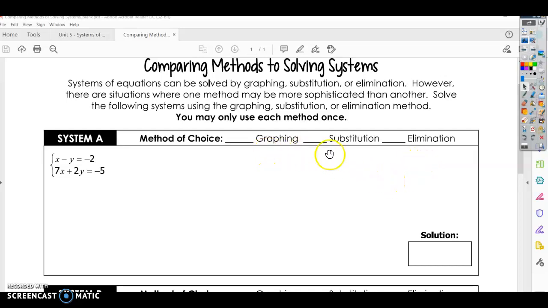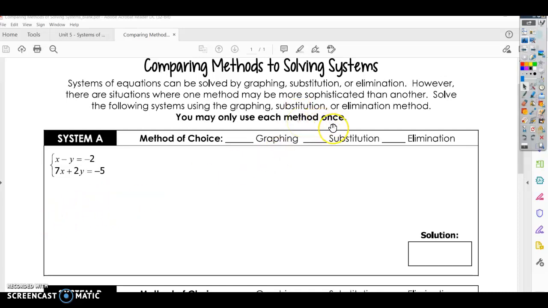So all 3 of these will get the same answer if you do it, but sometimes one is easier to do than the other based on the equations. So we're going to compare the methods and see if you can choose which one would be the best method to use. All right, so systems of equations can be solved by graphing, substitution, or elimination. However, there are situations where one method may be more sophisticated than another. Solve the following systems using the graphing, substitution, or elimination method. You may only use each method once.